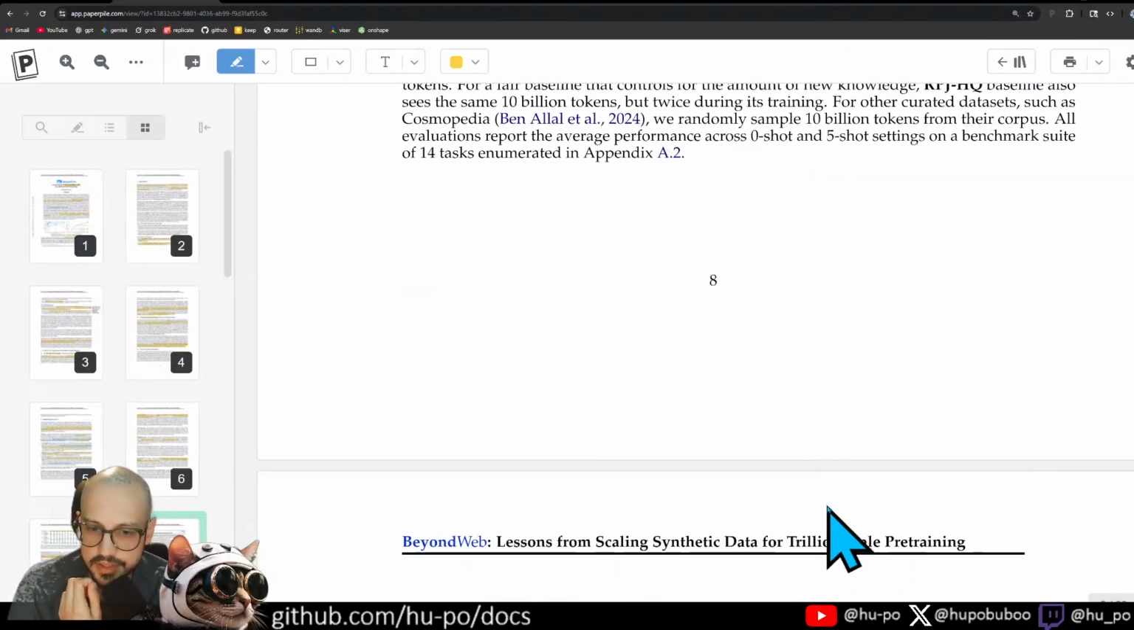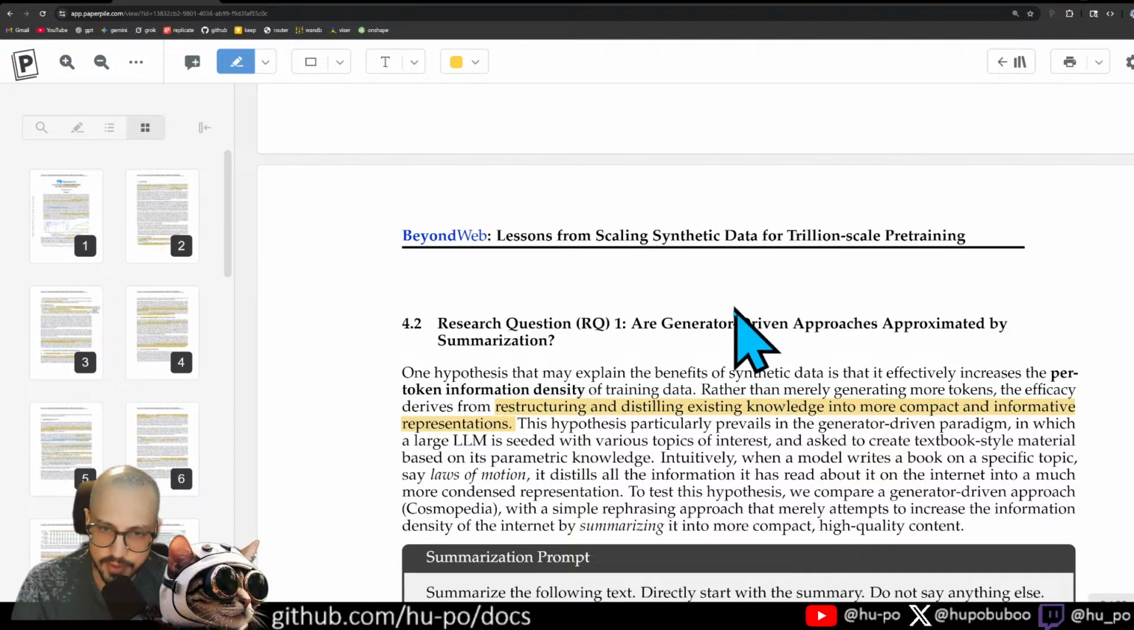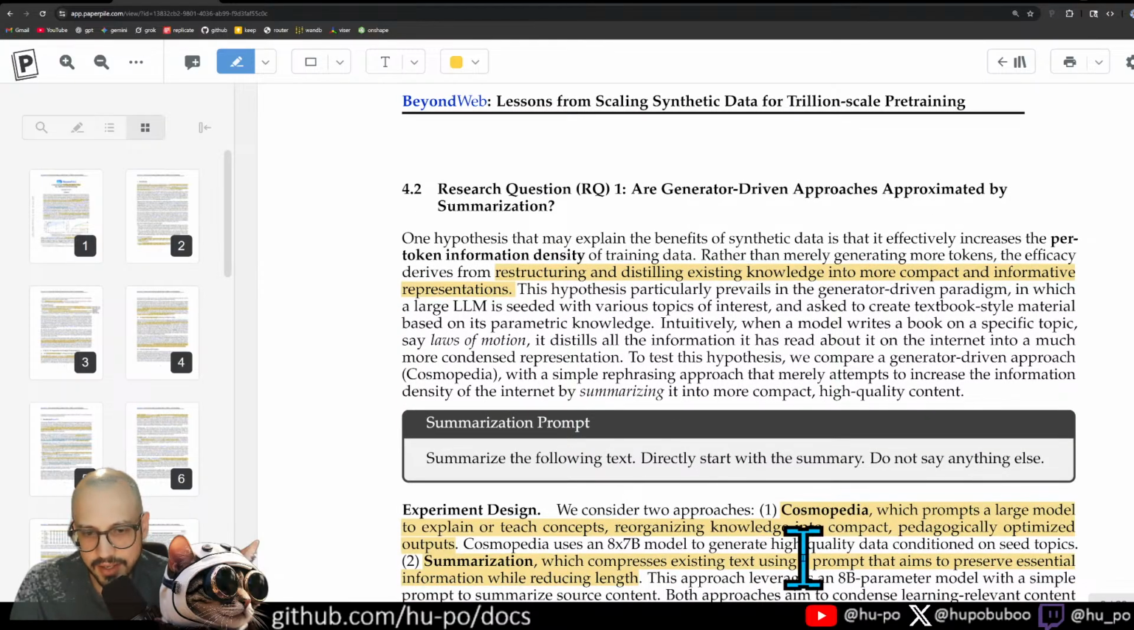Here's an experiment. Okay. Research question 1. So this is the experiments that I was talking about. Are generator-driven approaches approximated by summarization, restructuring and distilling existing knowledge into more compact and informative representations? And actually, whenever they say distilling existing knowledge into more compact and informative representations, that has a lot of parallels to model distillation, right?